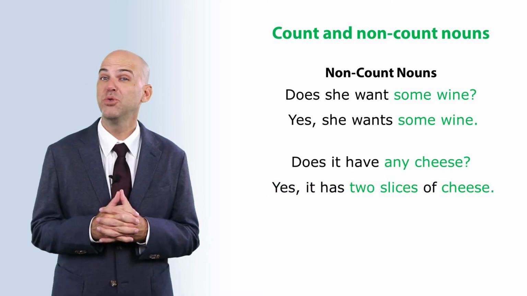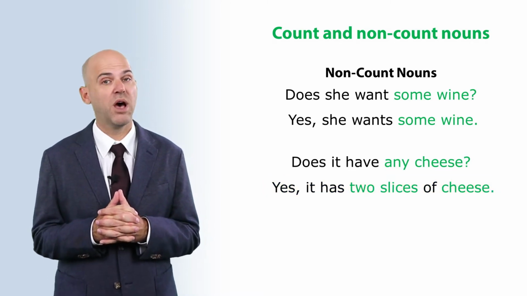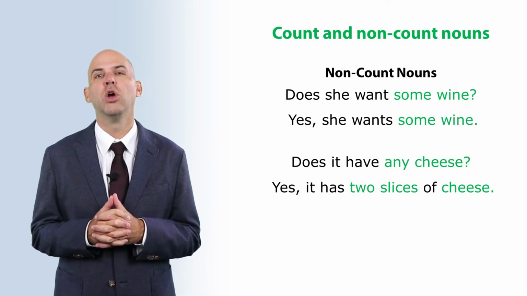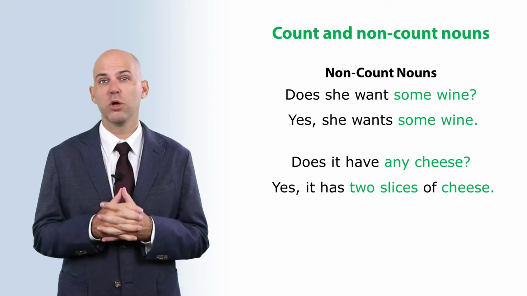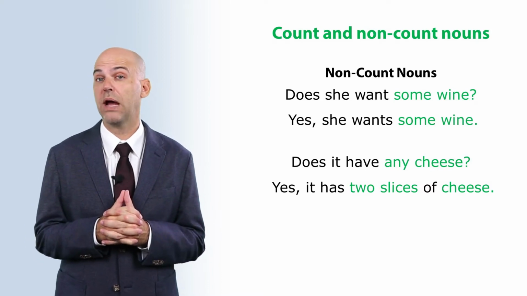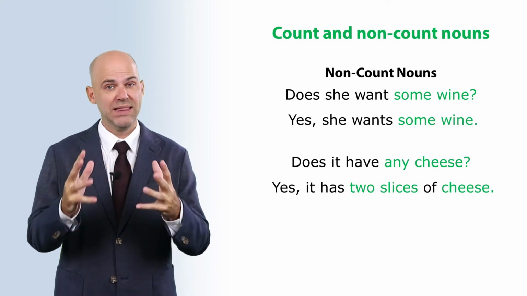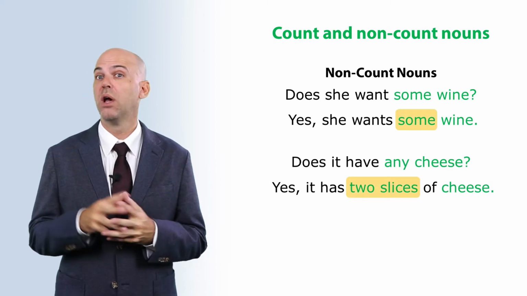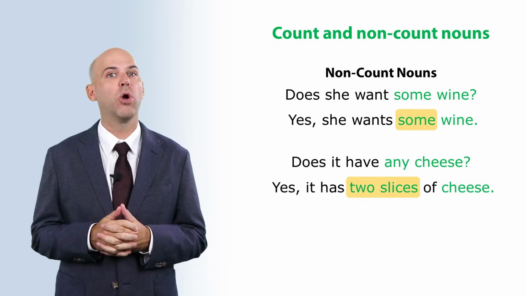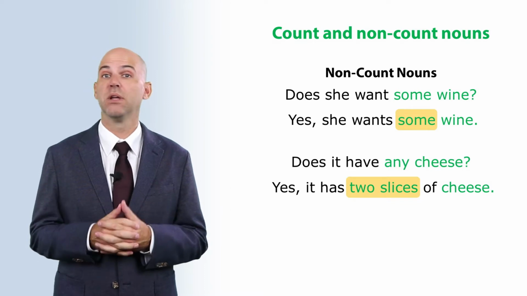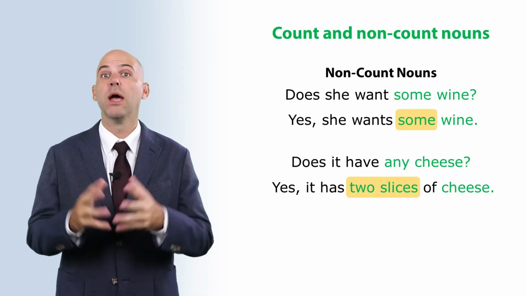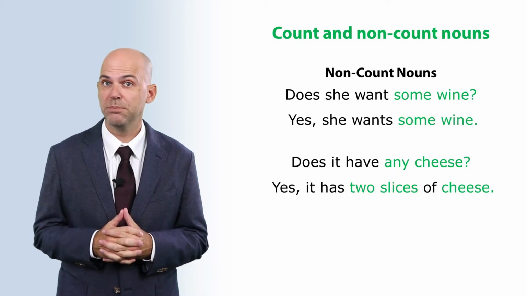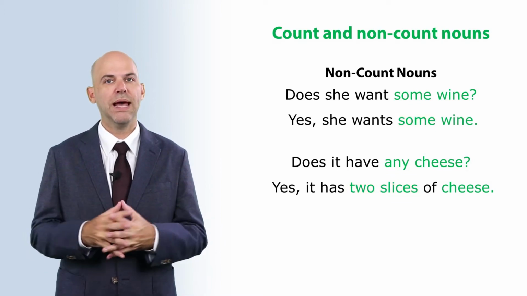Notice that we do not use numbers with non-count nouns. We use quantifier words or other words to describe non-count nouns. In these examples, we use some wine or 2 slices of cheese to describe the amount. Let's try some more examples. Repeat after me.